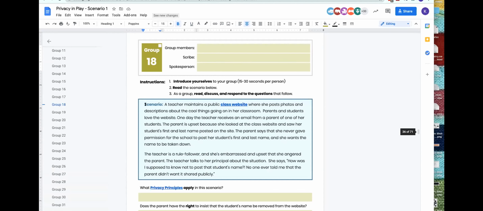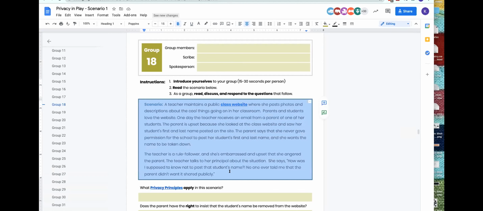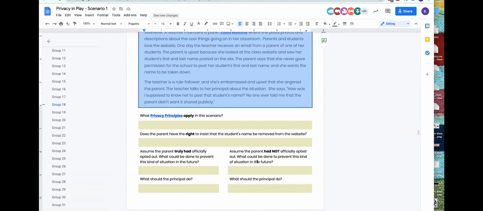Your task then will be to read this scenario, and then we've given you a handful of questions down here at the bottom. And I believe this will be a really interesting discussion for you. You're going to want to, like I said, use the privacy principles document to guide you through what you think is the best way to answer these questions or to approach this scenario.